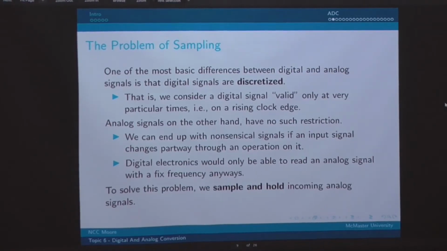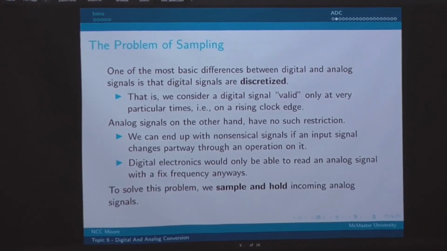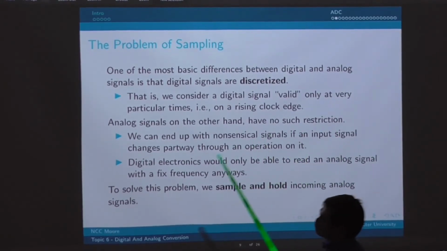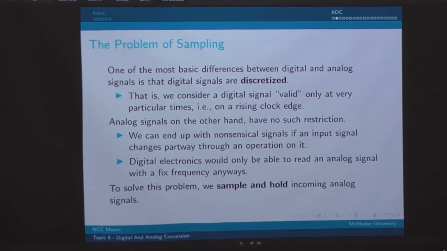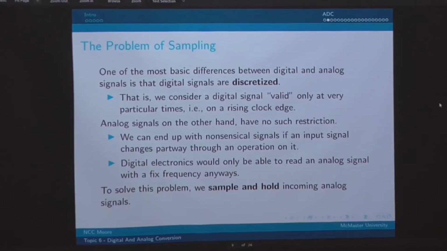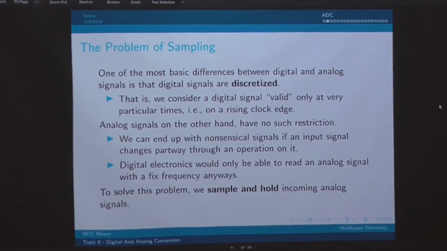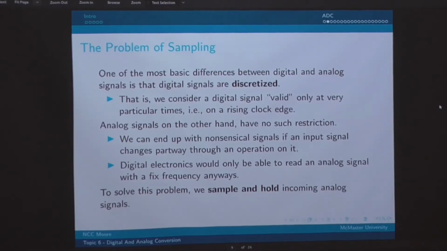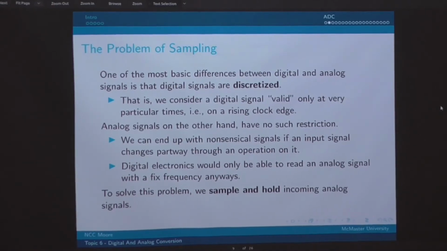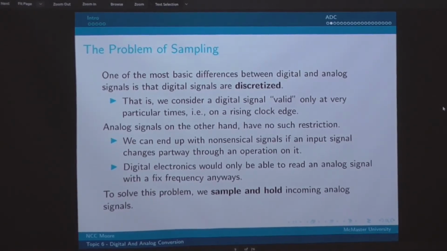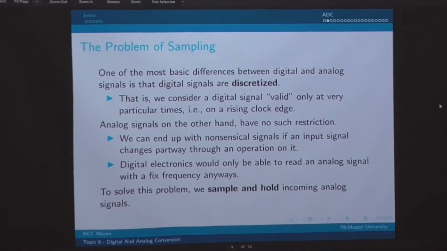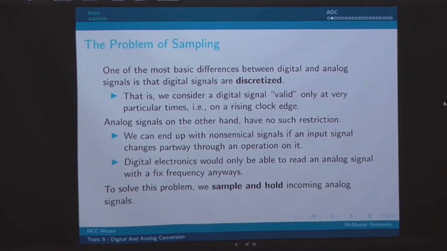Good. So, digital signals, of course, because of the clock signal, we consider digital signals to be valid at the point of the rising clock edge, right? And at no other time. Most of the time, anyway. Analog signals, of course, aren't, so they can do whatever they want. Digital electronics would only be able to read an analog signal with a fixed frequency anyways.